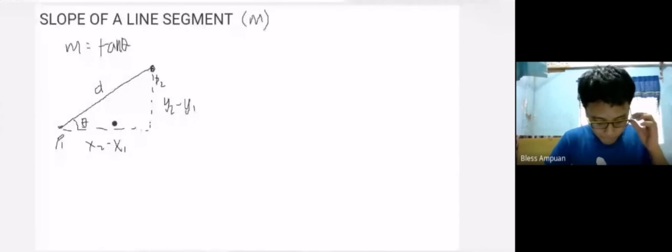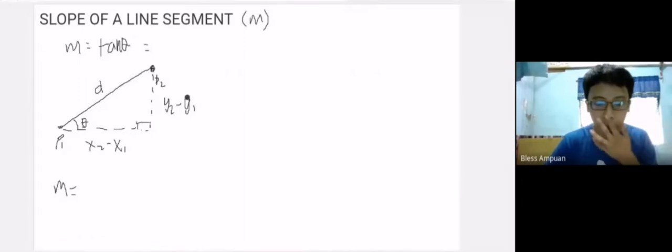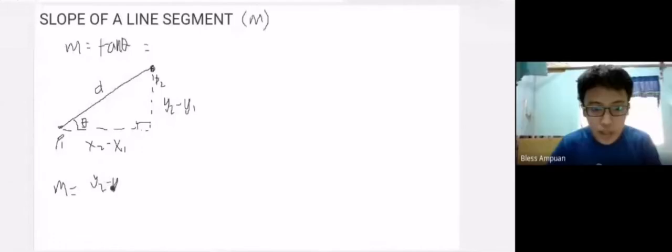So at this point, we know that we have a theta here. If we are going to find the formula for our slope, we know that tangent is equal to opposite divided by adjacent, SOHCAHTOA. In this right triangle, our opposite is y sub 2 minus y sub 1, our adjacent is x sub 2 minus x sub 1, and our hypotenuse is the distance. So therefore, in our m, or the slope of the line, tangent theta is equal to opposite over adjacent, so this is y sub 2 minus y sub 1 over x sub 2 minus x sub 1.